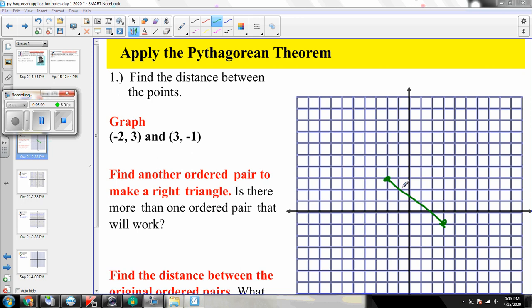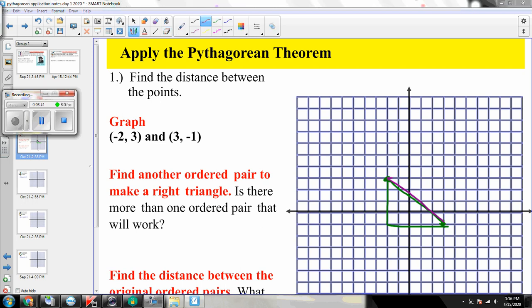I either could go straight down and over, and I would have a right triangle, or I could go over and then down. So either way, I can use either right triangle, but there are 2 points that would work to make a right triangle. So I'm going to go ahead and just use the first one. I'm going to use this triangle. And what I'm going to do is apply the Pythagorean theorem to find this distance from point -2, 3 to 3, -1.